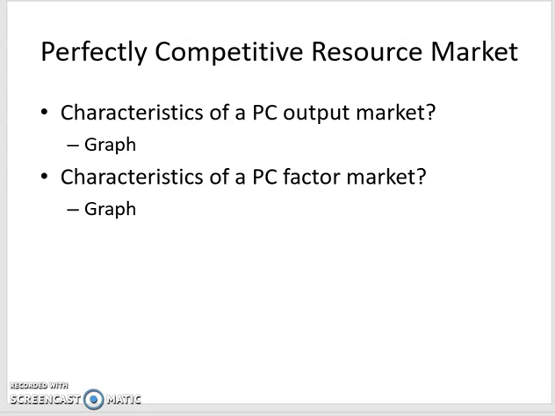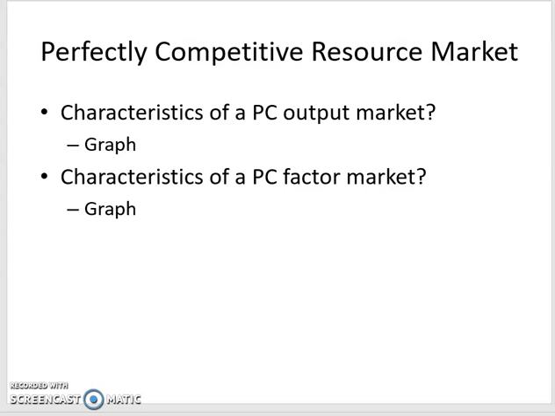Okay, so let's think about what a perfectly competitive factor market would be, and I'm going to use what you already know for a perfectly competitive output market. So we've already learned what a perfectly competitive output market is, right? It's got many buyers and sellers, identical products, and free entry and exit. Those are your 3 primary characteristics of a perfectly competitive output market.